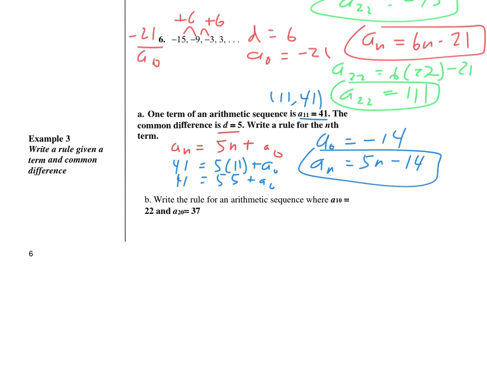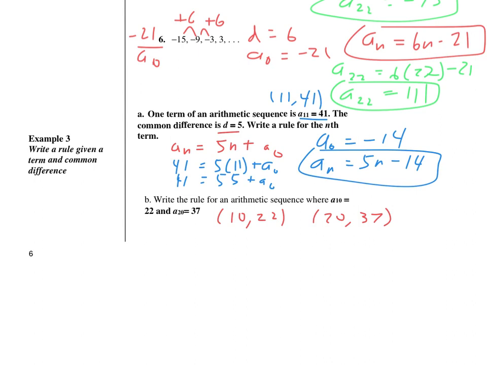All right, next up here, they actually give us two terms. They give us a sub 10 and a sub 20. So for this, I would once again think of these as points. So we have 10 comma 22, and then 20 comma 37. So the subscript is like your x value, and then what it equals is like your y value.